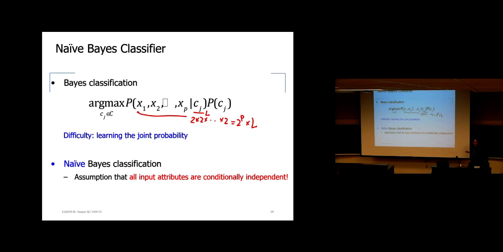So that's why people use some kind of simplified assumption, the most widely used of which is called the naive assumption. The naive assumption is actually extremely simple: I'm assuming all the input variables are conditionally independent given the output variable.